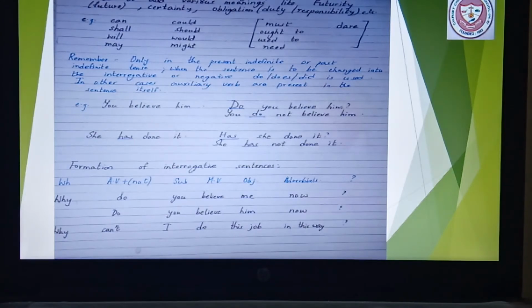Then, do you believe him now? Do again is the auxiliary verb here. Do you, subject, believe is the main verb, object him, now adverbial.